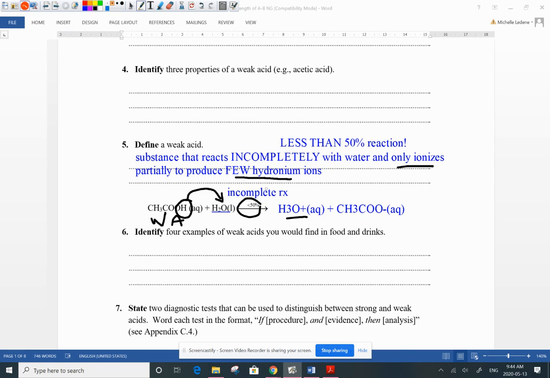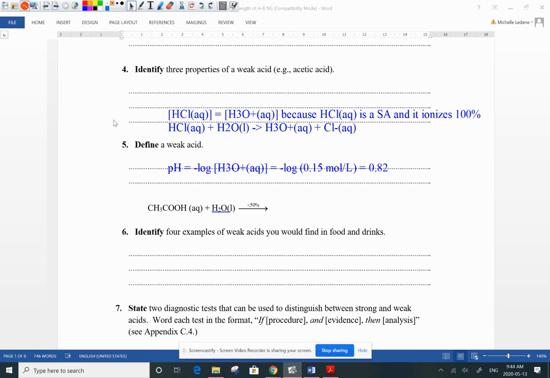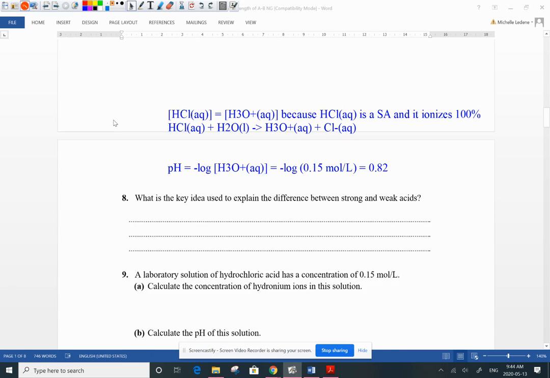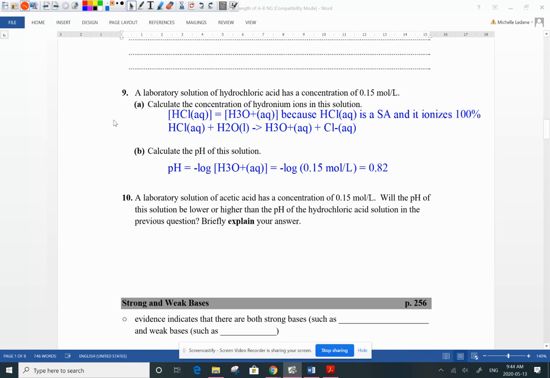And so there's a bunch of diagnostic tests. You can do pH meter and conductivity, reaction with metals, all those things, but they're all going to show you that a weak acid does not react nearly as much with water as a strong acid does. So that becomes important when we're doing our calculations for hydronium, right? That's why we've never done a calculation of a weak acid. We can't. For a strong acid like hydrochloric acid, the acid concentration will be the same as the hydronium concentration because it's a 100% reaction.